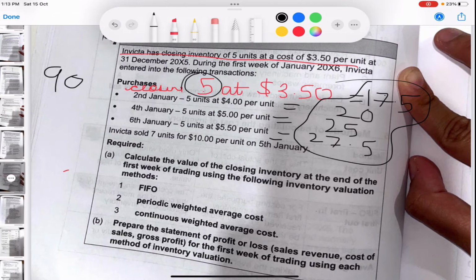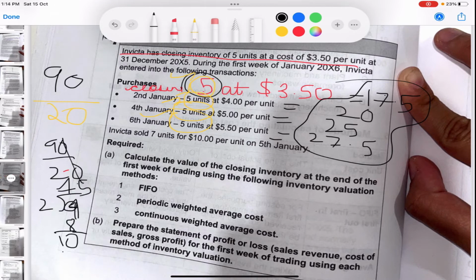Now, let us go to the total number of units. We are talking about only units. So that would be 5 plus 5 plus 5 plus 5, right? That would be 5, 10, 15, 20. So we have 20. So what is 90 divided by 20? Okay, so it is 4.5.